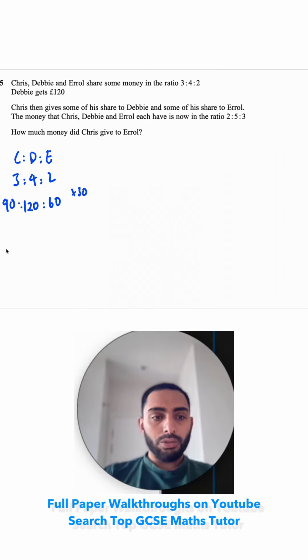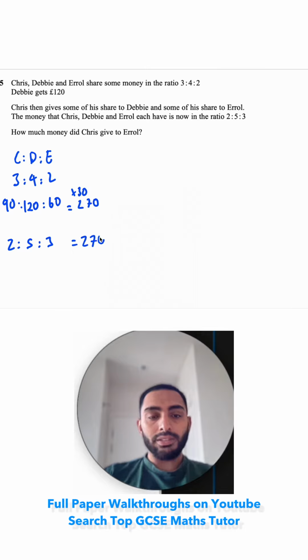The share is now 2 to 5 to 3, and we need to think, does the amount of money that we have change? The amount of money isn't going to change because we're not adding any extra money in, we're not taking any money out, it's just going to be split between these 3 people. So if we add up all of these, 90 add 120 is 210, add 60 is 270, we know that the total is going to be 270 here.